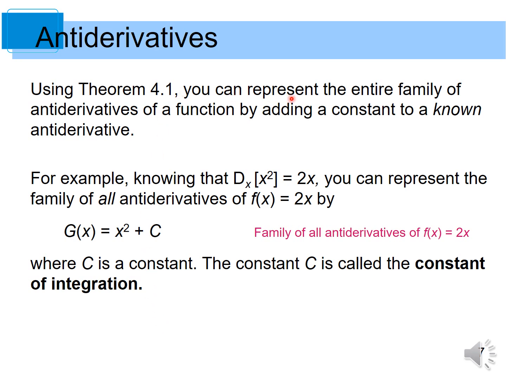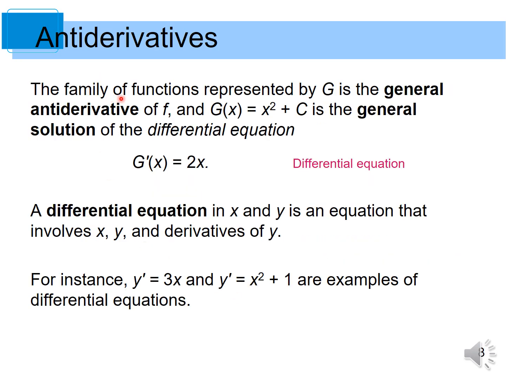Using the theorem, you can represent the entire family of antiderivatives of a function by adding a constant to a known antiderivative. For example, knowing that differentiating x squared with respect to x equals 2x, you can represent the family of all antiderivatives of f x equal to 2x by Gx equal to x squared plus c, where c is a constant. The constant c is called the constant of integration. The family of functions represented by G is the general antiderivative of f, and Gx equal to x squared plus c is the general solution of the differential equation.